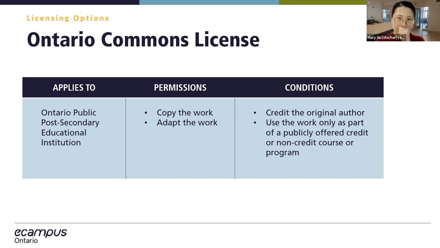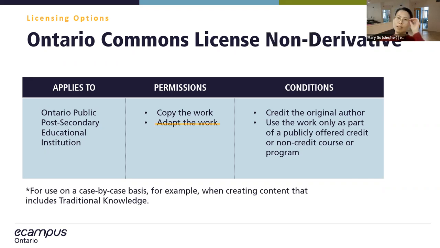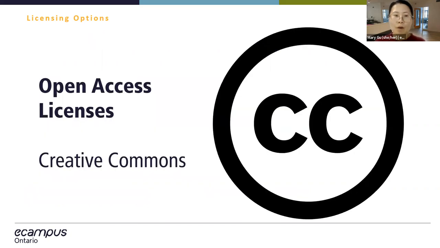The main difference between the Ontario Commons license and the non-derivative one is that with the non-derivatives, you cannot adapt the work. The work must be used as is. And we recommend the non-derivatives ones be used on a case-by-case basis and to be really considerate of it because it's a much more restrictive license. However, there are definitely scenarios in which that is preferred, such as when traditional knowledge is being used, and so we want to be protecting that knowledge from being taken out of context. An excellent example.